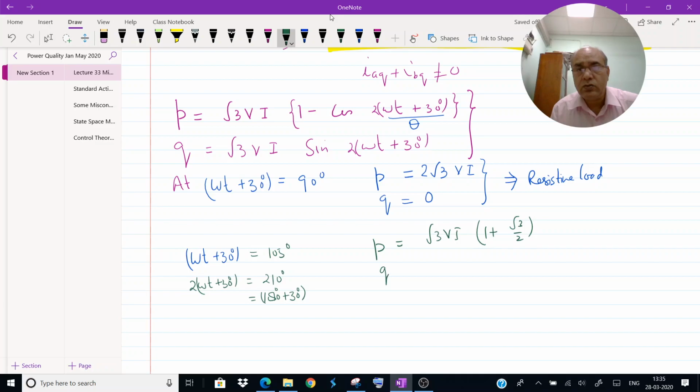And what is Q for this case? Q becomes root 3 bi into sine of 180 plus 30, which becomes minus sine 30, so minus half. So it becomes minus root 3 bi into 1 by 2. So you see the reactive power is negative. It is, you can say, a capacitive load.